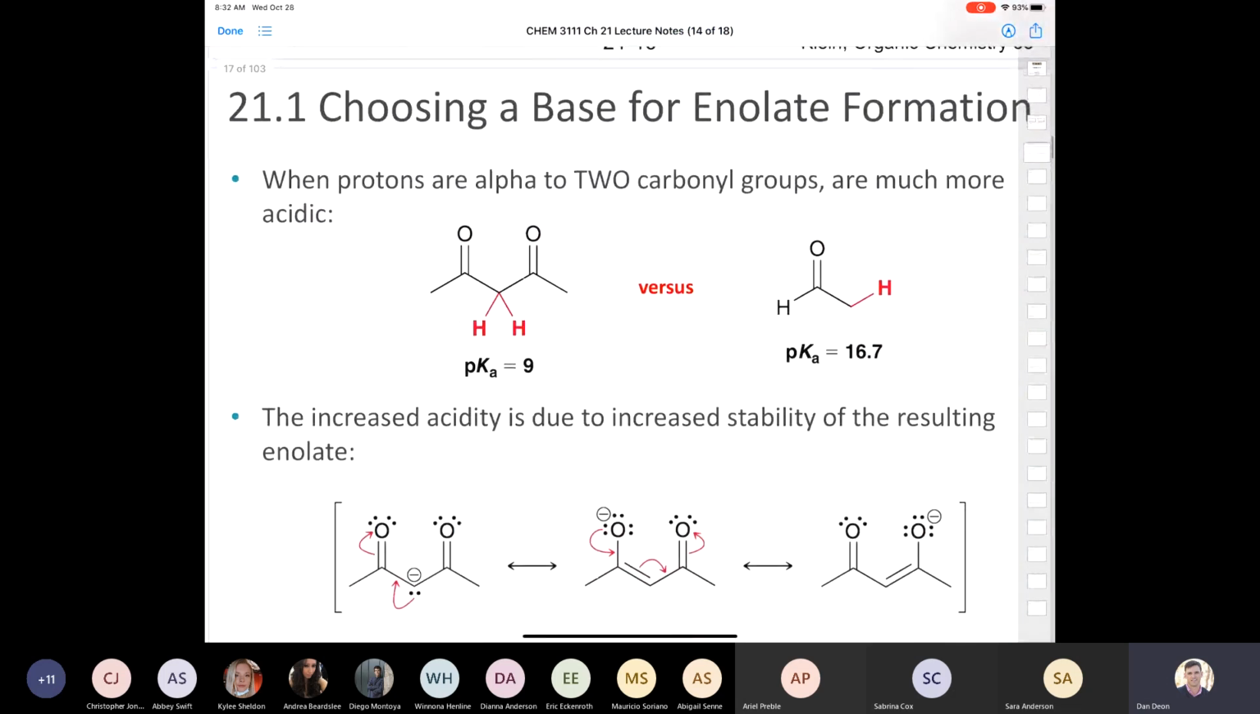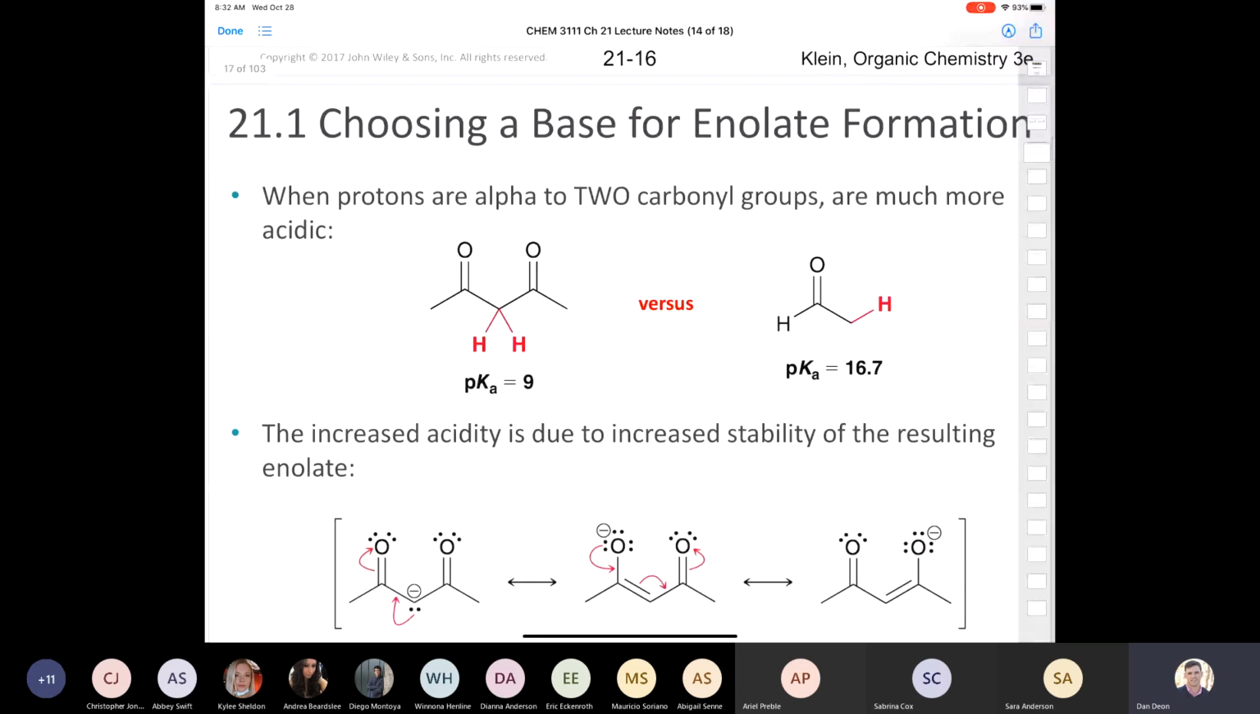Now, let's just talk about one more scenario before we get into looking at the table of what base to use at what time, and then we'll try some practice problems. If you've got this 1,3-diketone, and we looked at a 1,3-diketone earlier on, the alpha protons that are not in between the two carbonyl groups, these ones, are still going to have a pKa of around 19. But if you look at those two protons that are sandwiched in between the two carbonyls, those are really acidic.